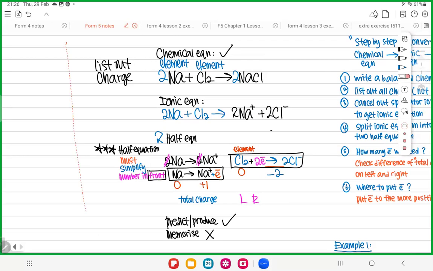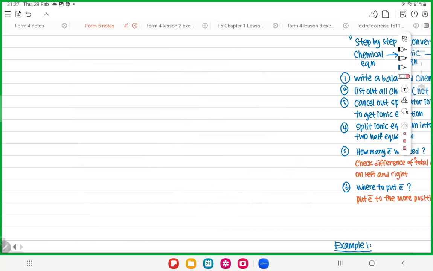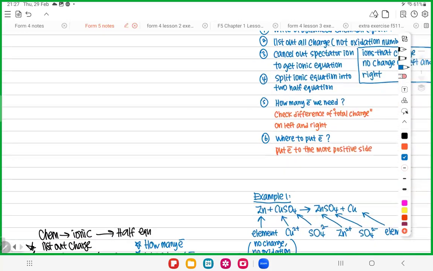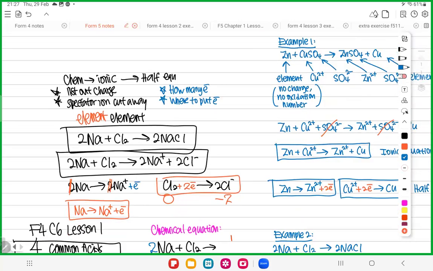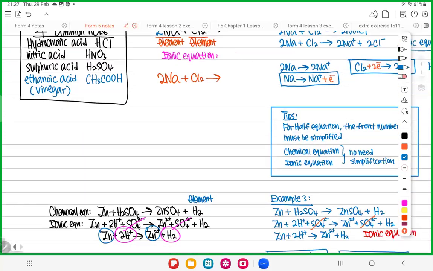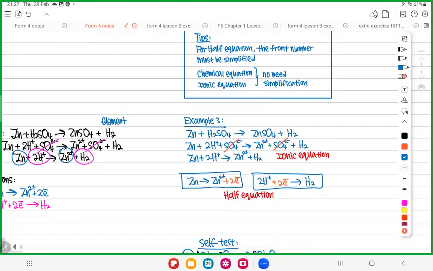I'll go for the last example, then I'll give you some time to try some questions on your own. You need to do it in the class. Okay, you need to do it now. It's not homework. You need to do it in the class. Okay, but before that, let me show you the last example first. The last example is this.